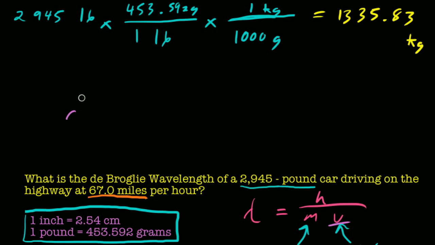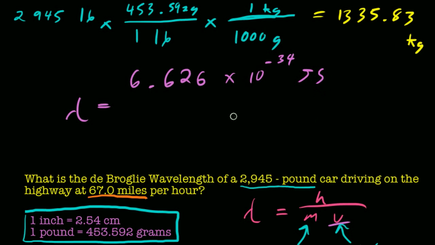So we say that our wavelength is going to be equal to Planck's constant. And what is Planck's constant again? Well, it's 6.626 times 10 to the minus 34 joule seconds. I shouldn't leave the units off right now, but you don't really particularly need to worry about the units that much. So 6.626 times 10 to the minus 34.